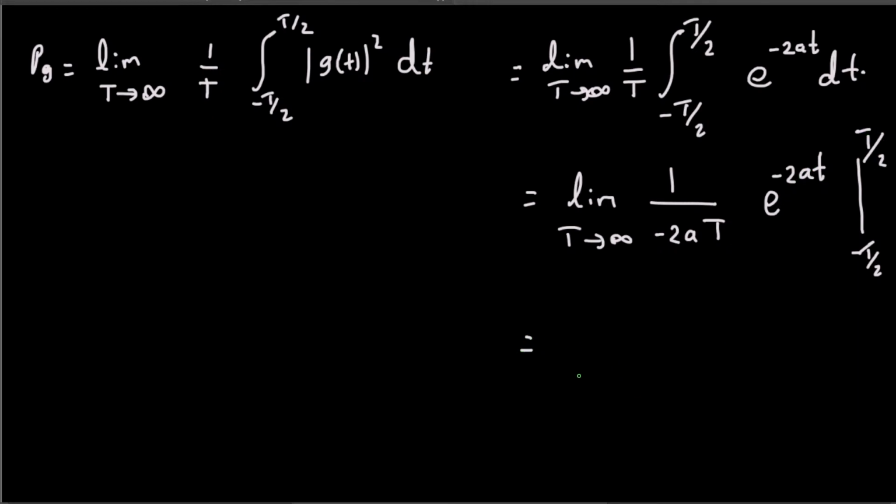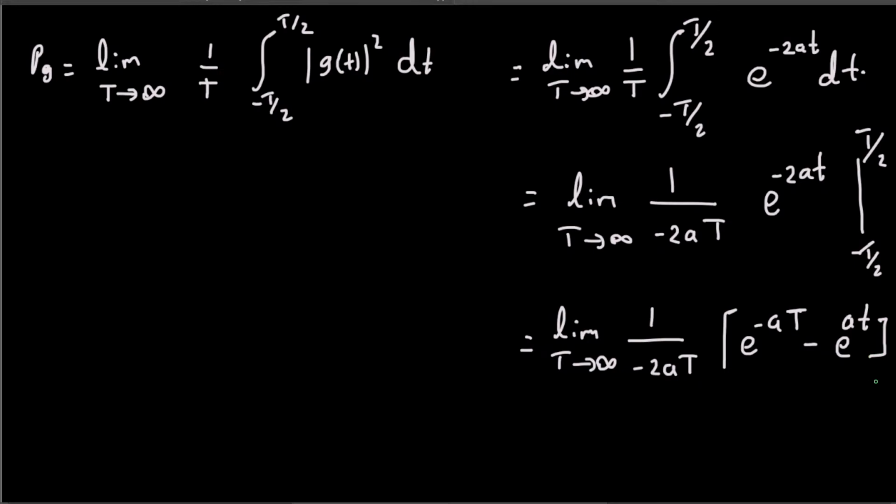Now let's apply the limits. This is the limit as T approaches infinity of 1 over -2aT, times e^(-aT), since the 2 cancels with the T/2, we replace t with T/2, minus e^(aT), where again the 2 cancels, and the sign becomes plus.